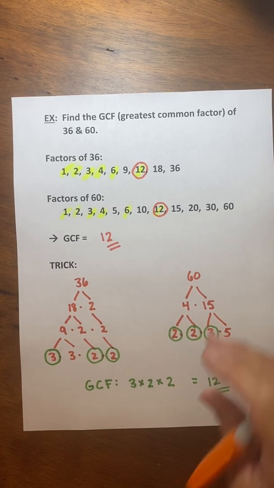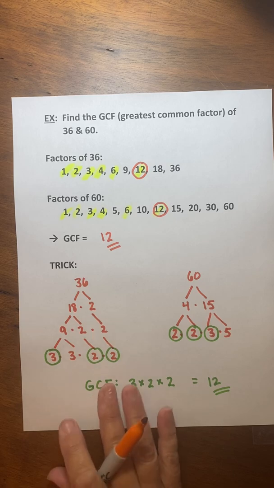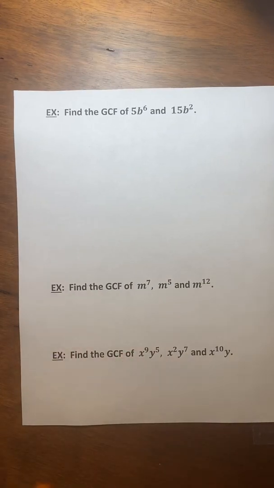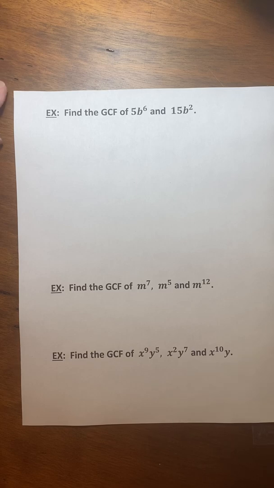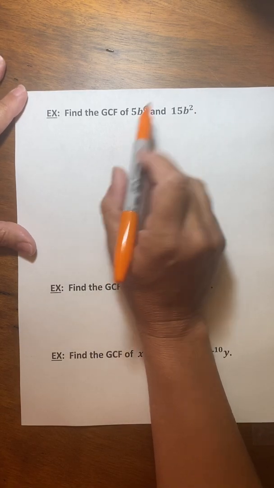All right. I like this because I think it helps explain greatest common factors in algebra. All right, so moving right along, let's find the greatest common factor of 5b to the 6th and 15b squared. Maybe you know the answer offhand, and that's great if you do, but I'm going to break it up using my little factor trees.